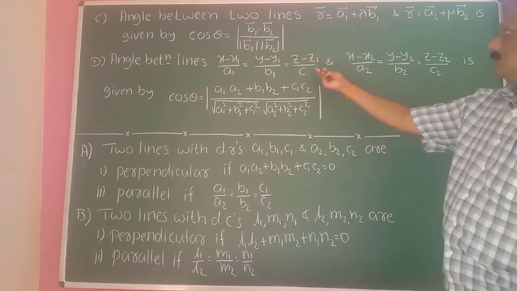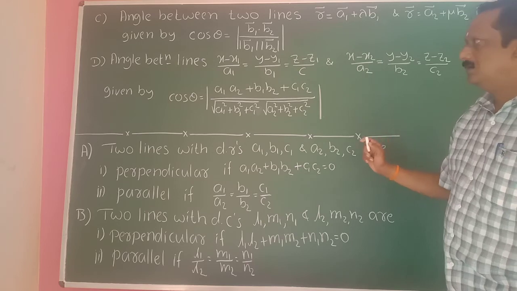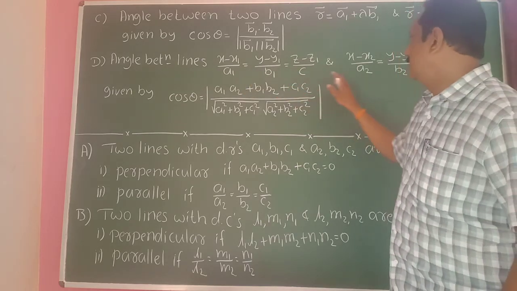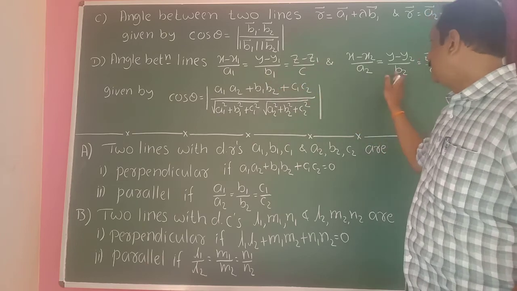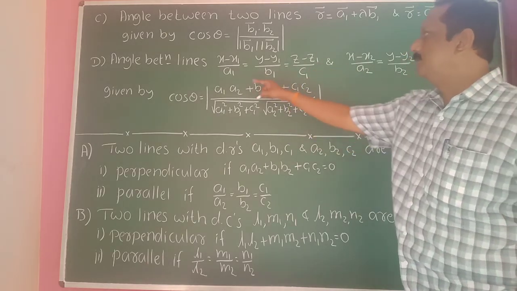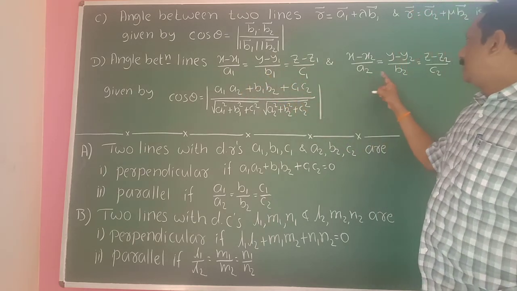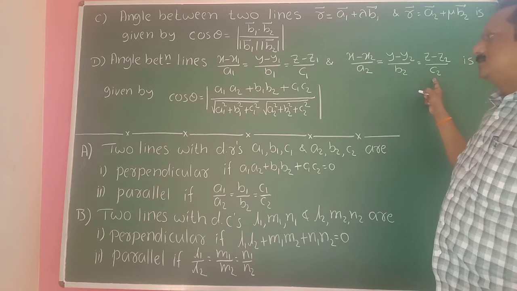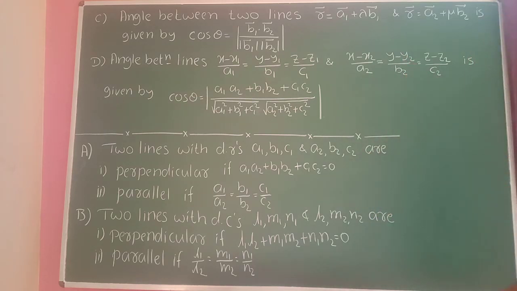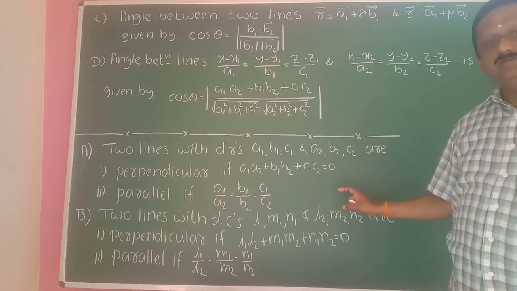If the lines are in Cartesian form, these are the Cartesian forms of the equation of the line. In that case, the angle between two lines is given by a1 a2 + b1 b2 + c1 c2 divided by root of a1² + b1² + c1² into root of a2² + b2² + c2². So these are very important formulas. There are so many examples on these formulas, so remember them.